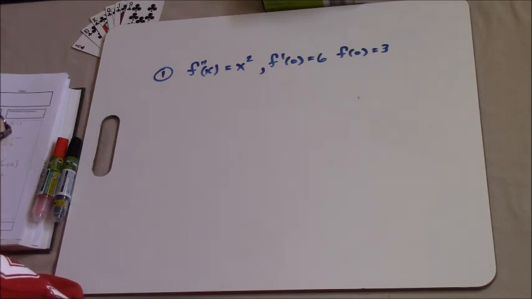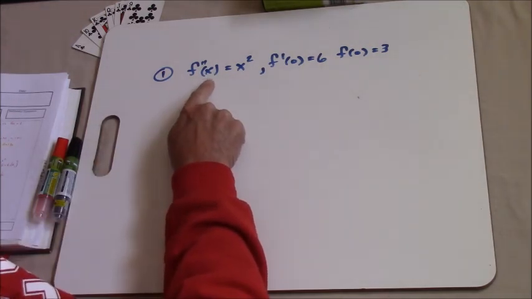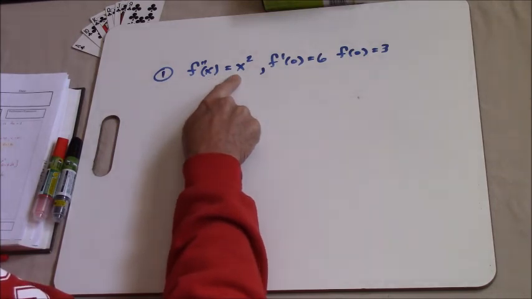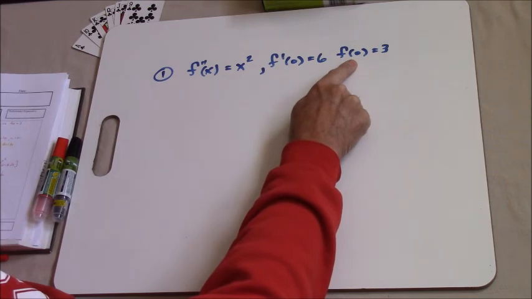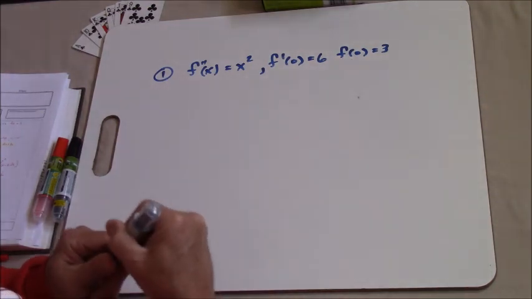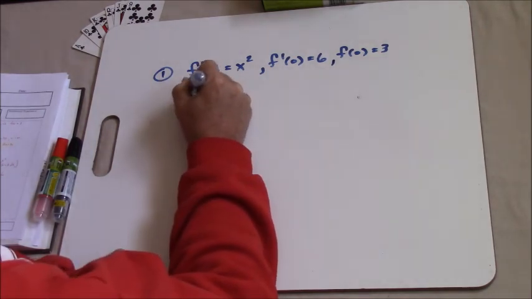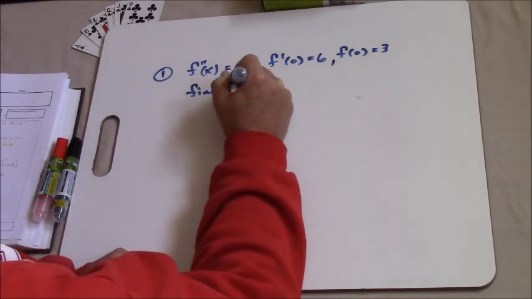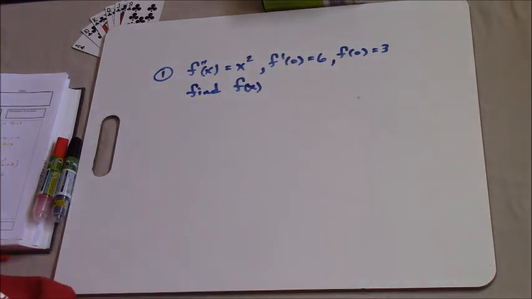Alright, so today we're reviewing Chapter 4, all the way back to the beginning of integrals. One type of problem we had is where they would give us the second derivative, which is x squared. The first derivative at 0 is equal to 6, and the original function at 0 is equal to 3. What they want us to do is find f of x. What is that function? Okay, you guys go ahead and try it.